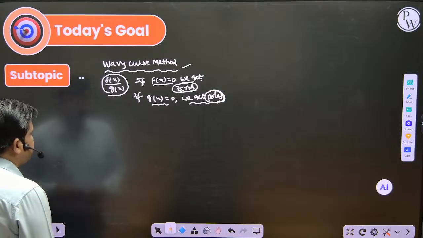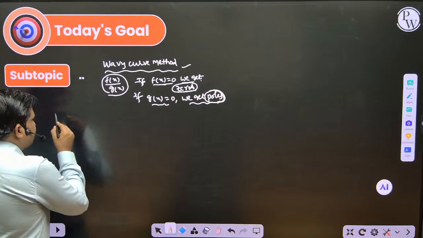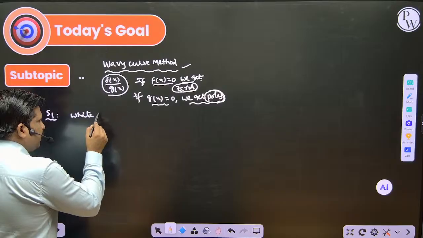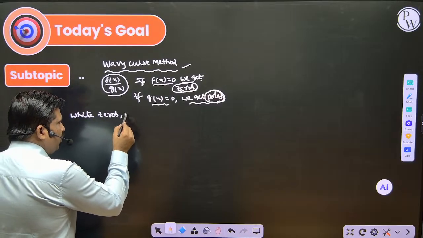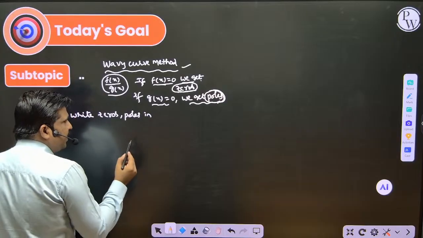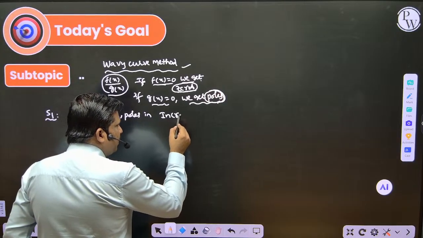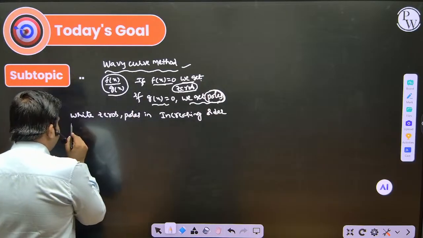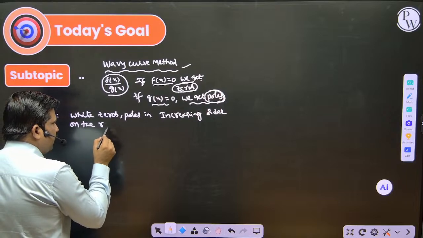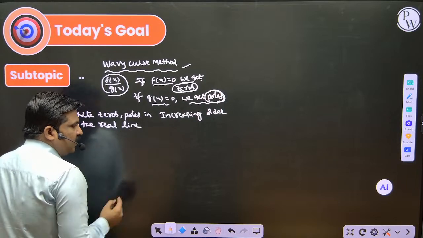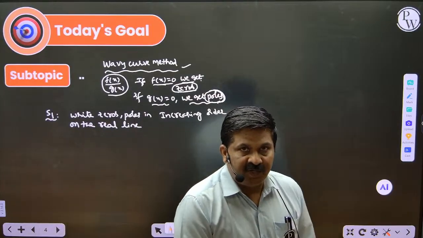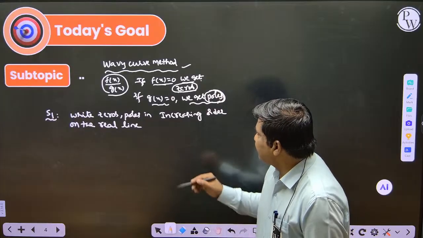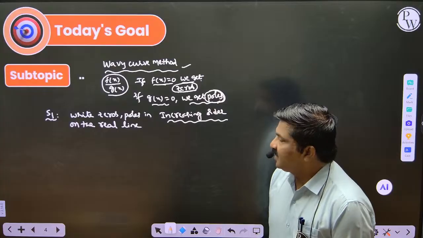So here, step number 1 is: write zeros and poles in increasing order on the real line. So what we have to do here is write the zeros and poles on the real line in increasing order. That is step number 1.